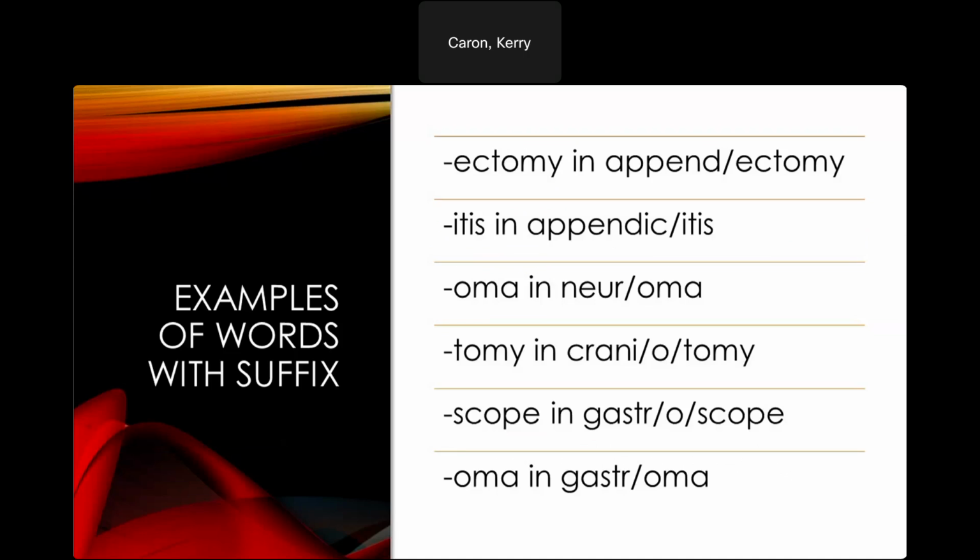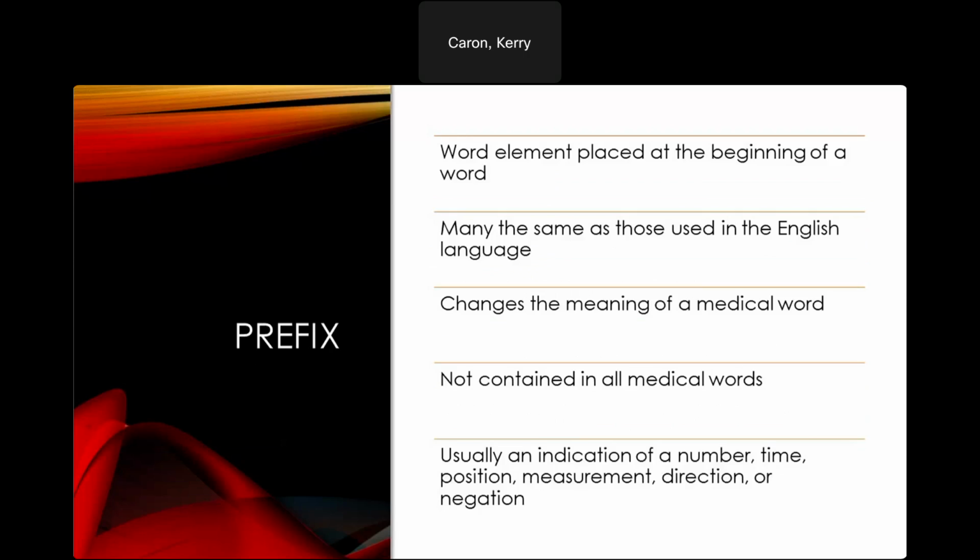Okay, some examples, and you don't need to know the meanings right at this moment. We're going to do a whole chapter on suffixes, but here's some examples: ectomy, itis, oma, tomy, scope, oma. Okay, the prefix. Now, you may or may not have a prefix, not contained in all medical words.